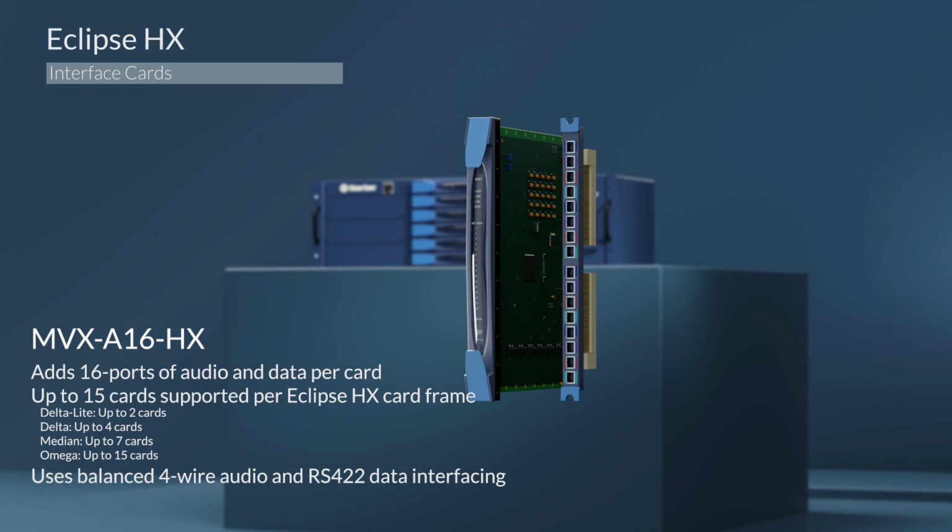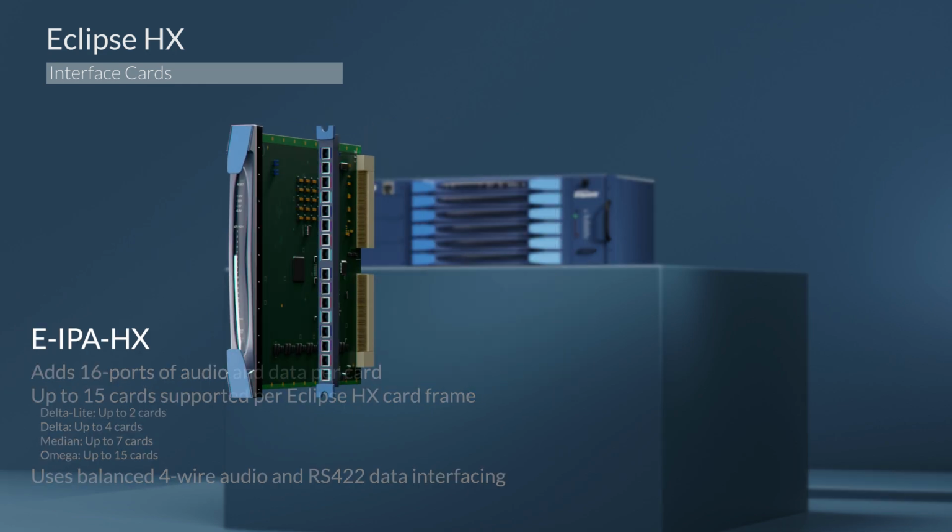Using balanced 4-wire audio and RS422 data interfacing, this card enables up to 16 additional analog audio interface ports. The MVX A16 interface card communicates with Clearcom panels or other analog audio equipment over balanced line level analog audio connection, and includes RS422 serial for control. Each analog connection to the card enables distribution of that audio to any other device within the Eclipse system.